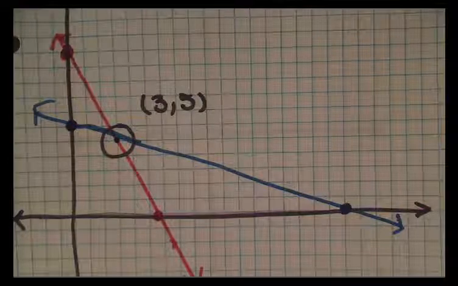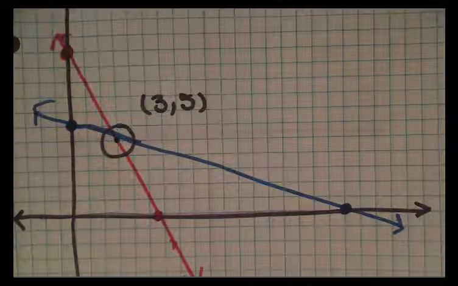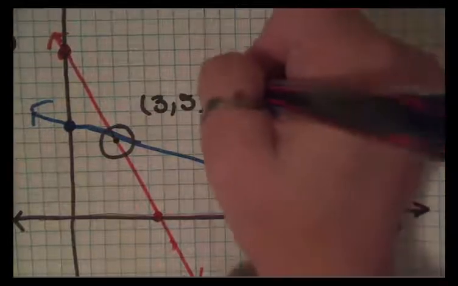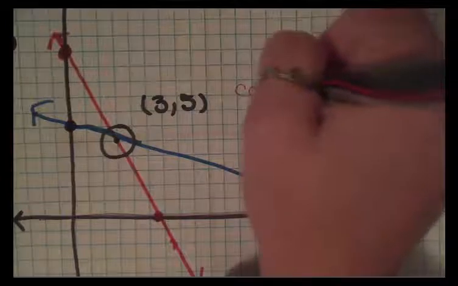And so if you have two lines that intersect and there's only one solution, that means that this is a consistent system of equations.